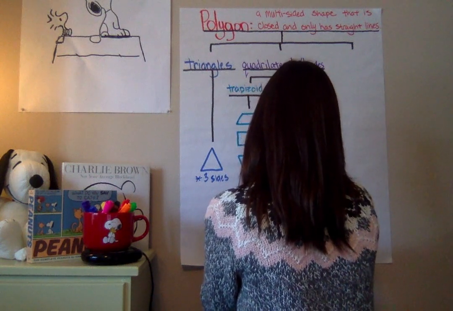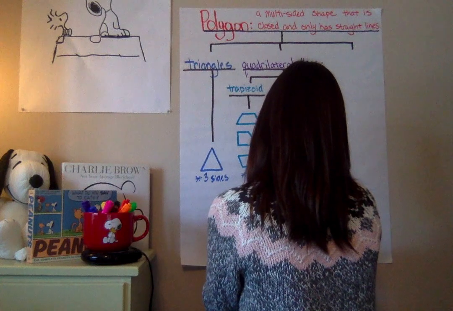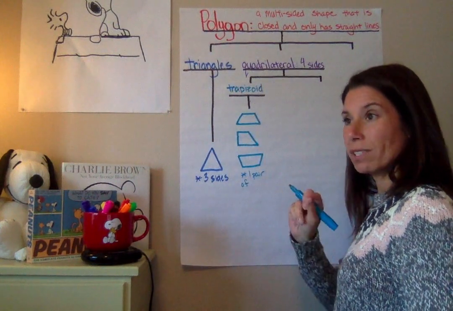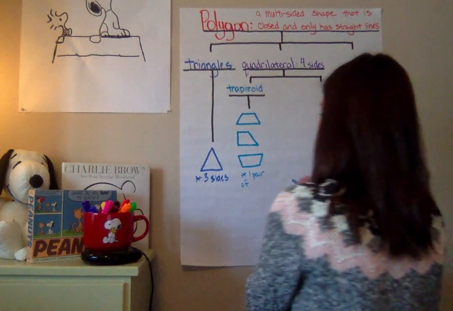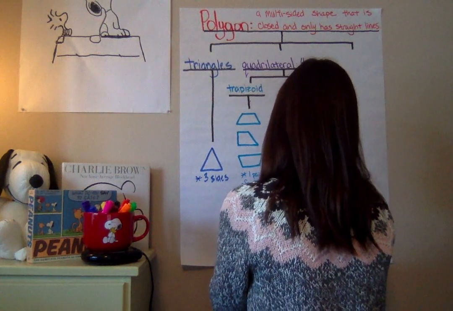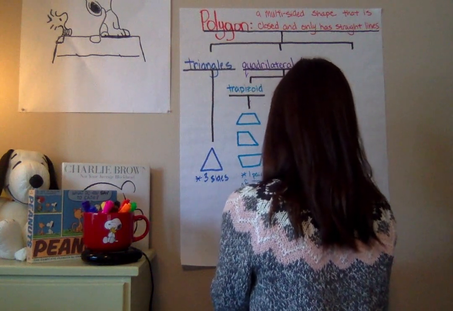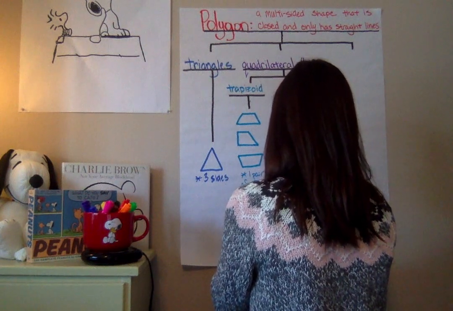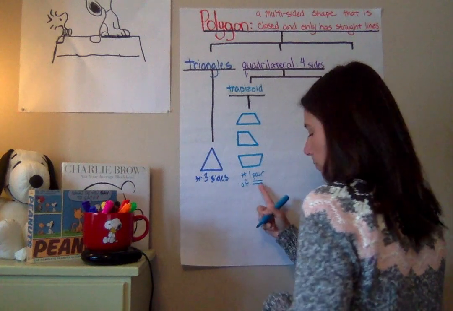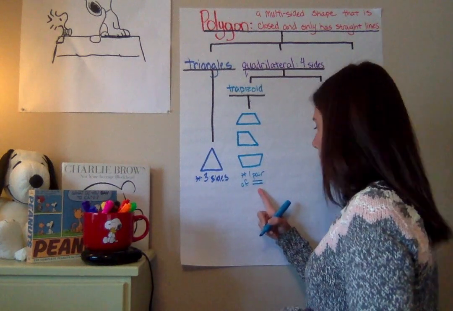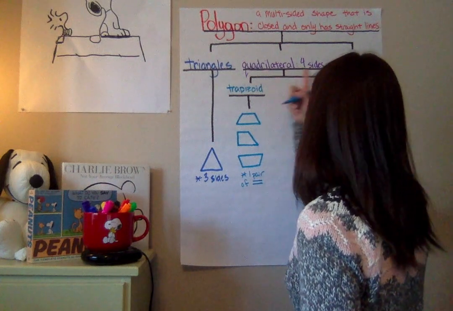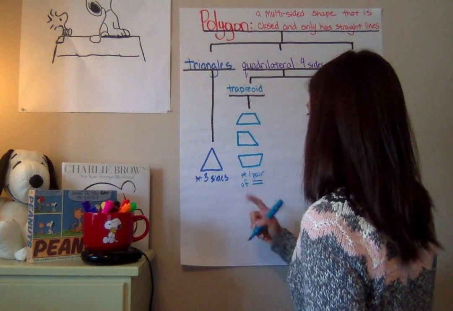1 pair of, now I'm going to shorten parallel lines. I'm just going to draw two lines that are parallel. Parallel lines. And because my wall is textured, it doesn't look real straight. But anyway, 2 pairs of parallel lines. Okay, and again, they have 4 sides, but we already know that.